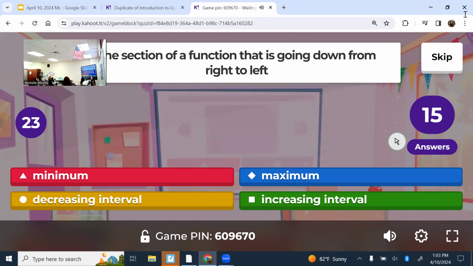Are we keeping these? Yeah. I'm going this way. I looked at your papers already. You guys.